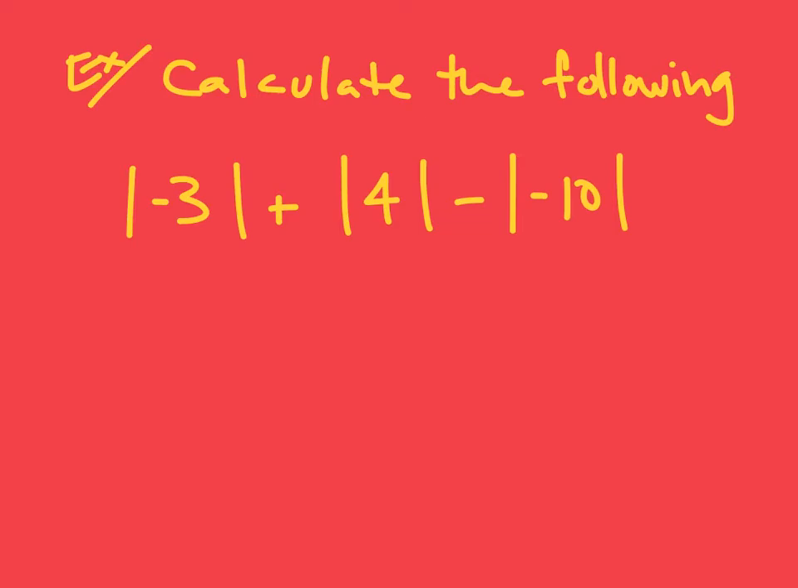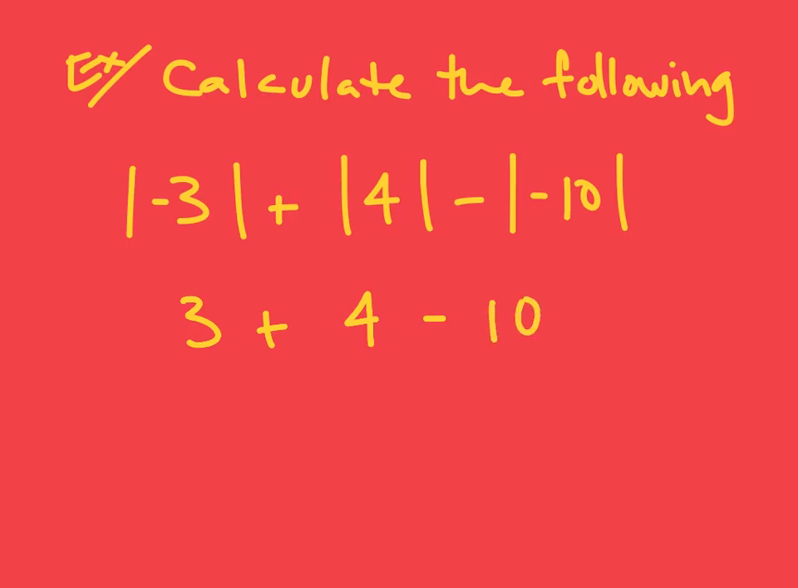Now, the next thing I want to do is put this all together and evaluate some expressions using these numbers and absolute value. The first thing I want to do is read this, and this says the absolute value of -3 plus the absolute value of 4 minus the absolute value of -10. When I'm doing this, all I want to do is take the absolute value of each of these numbers, but keep my symbols the same. So the absolute value of -3 is going to be 3, plus the absolute value of 4 is 4, minus the absolute value of -10, which is 10.